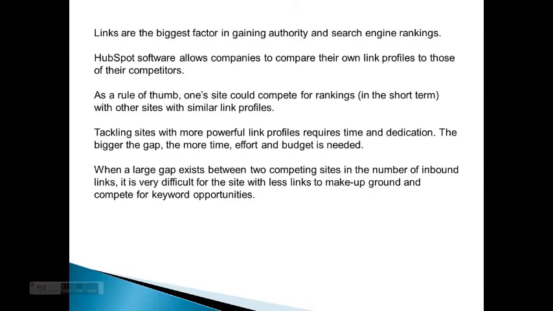Links are the biggest factor in gaining authority in search engine rankings. HubSpot software allows companies to compare their own link profiles with those of their competitors. As a rule of thumb, one site could compete for rankings in the short term with other sites with similar link profiles. Tackling sites with more powerful link profiles requires time and dedication. The bigger the gap, the more time, effort, and budget is needed. When a large gap exists between two competing sites in the number of inbound links, it's very difficult for the site with less links to make up ground and compete for keyword opportunities.